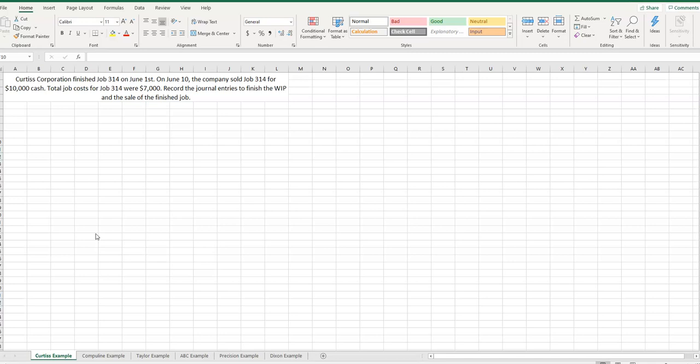jobs. So we have information that we finished a job on June 1st, and then on June 10th, we sold that job. So we need to record the journal entries to finish that work in process project, and then the sale of the finished job. So our first entry is June 1st. And we're going to move that finished jobs to finished goods inventory so it is available for sale.